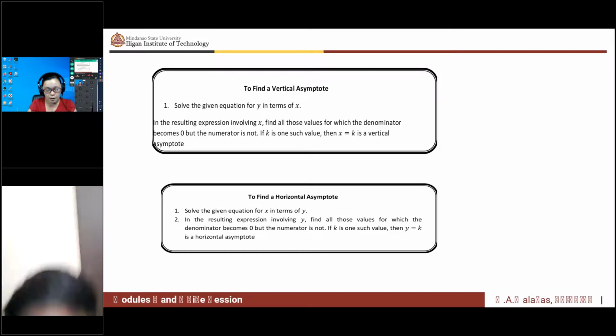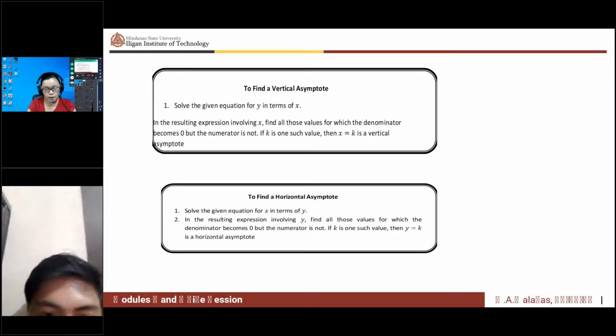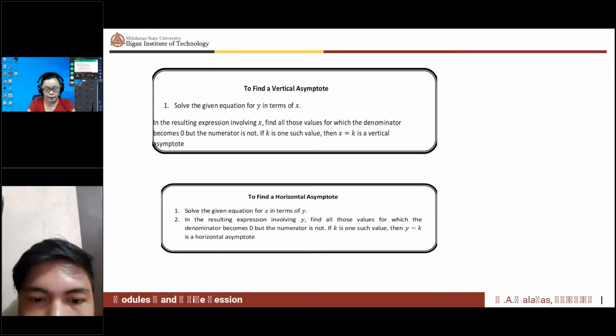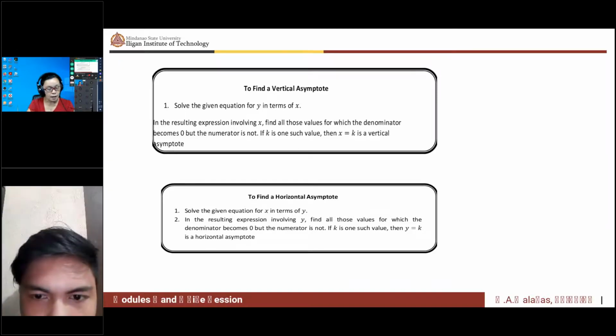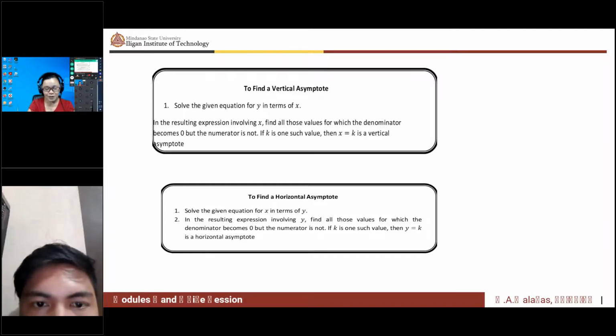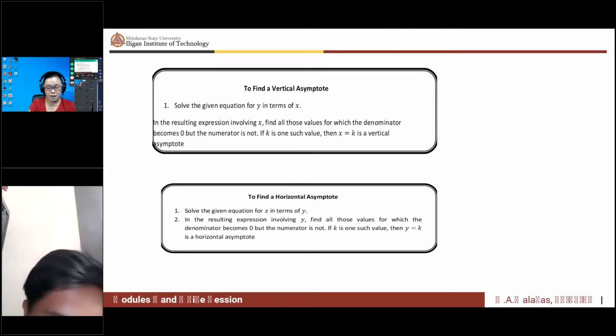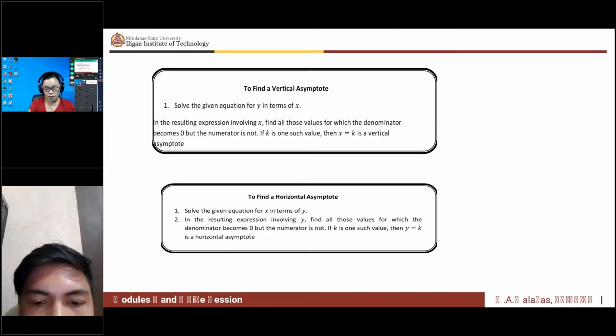Similarly, for the horizontal asymptote, you solve for x in terms of y, and then you check for the values that will make the denominator 0, but the numerator is not. Those will be the vertical and horizontal asymptotes.